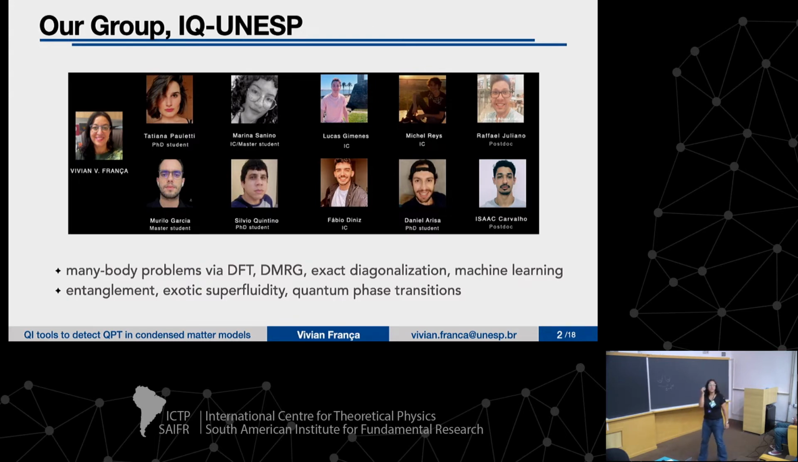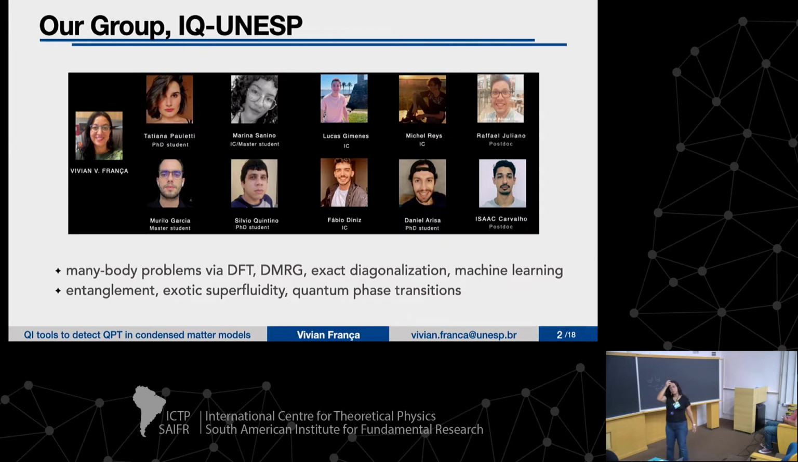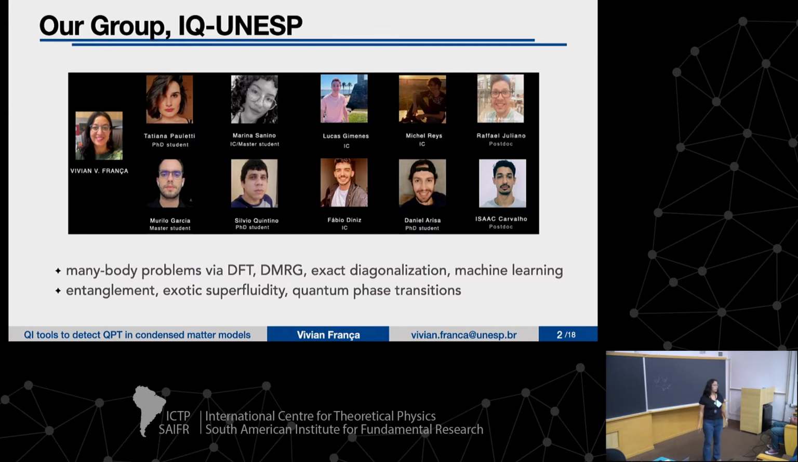Essentially what we have been doing there is trying to attack some many-body problems using mainly DFT calculations, density functional theory calculations, also some exact methods. And in particular, we are interested in entanglement measures, exotic superfluidity, and quantum phase transitions.